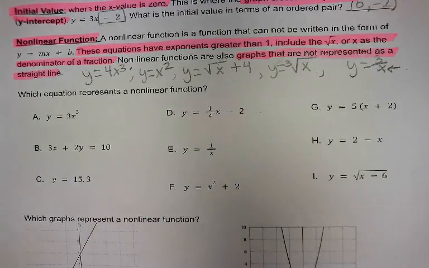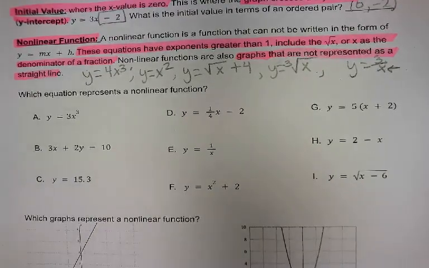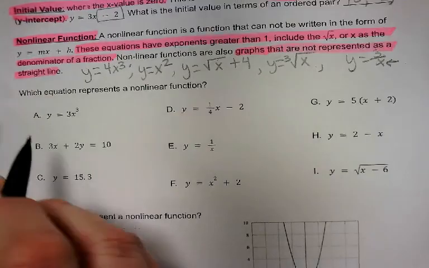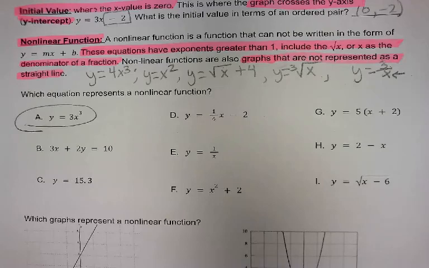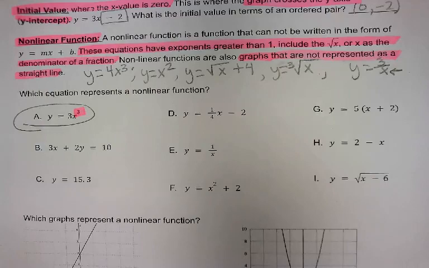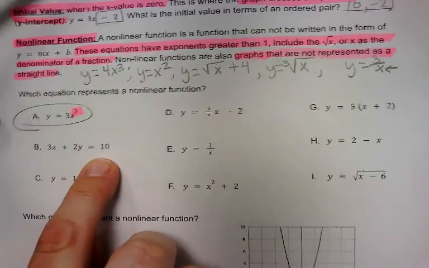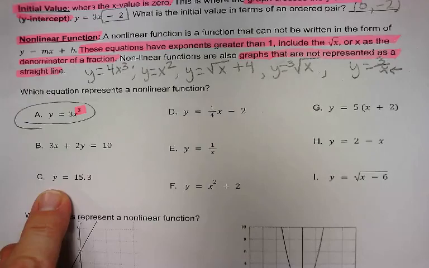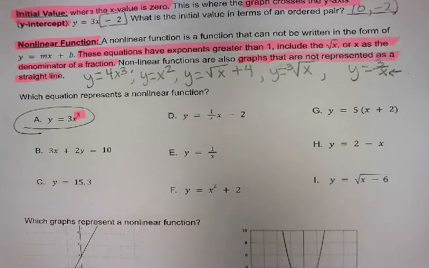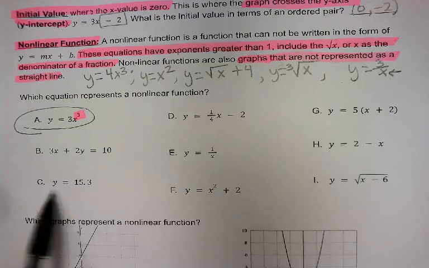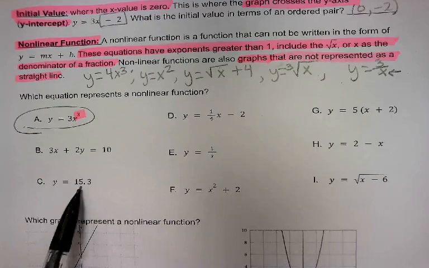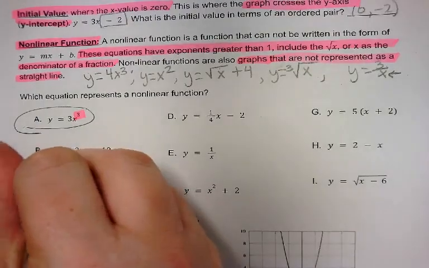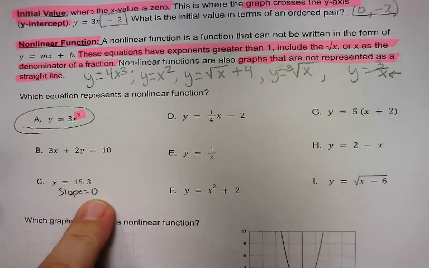Looking at this, you should have picked a couple of these. The first one I see is going to be A, and the reason why is we have an exponent greater than 1. Going down, this is written in standard form. There's no problem with this one. This right here, y equals 15.3, is a linear equation because it is going to cross the y-axis at 15.3. Our slope here is going to be 0, but it's still a linear equation.